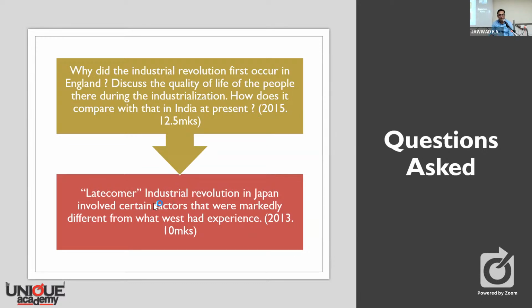ये नेक्स्ट टॉपिक देखिए. Latecomer industrial revolution in Japan involved certain factors that were markedly different from what West had experienced. कौन सा सी बनेगा यहाँ? जापान और वेस्ट कंपैरिजन है. जापान में जो आया है वो डिफरेंट है एज कंपेयर टू व्हाट वेस्ट हैड एक्सपीरियंस्ड. सो इज इट कंपैरिजन? कैन यू सी हाउ 9 C's प्ले आउट हियर इन हिस्ट्री?